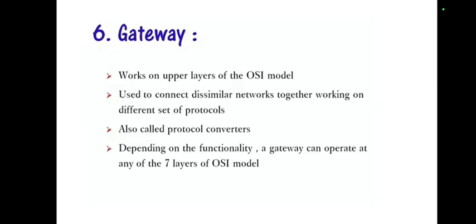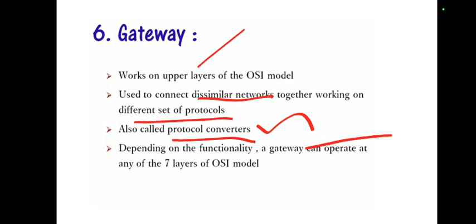The next one is the gateway. The gateway is used in all the other four upper layers. It is treated as a protocol converter. It connects many dissimilar networks. Till now, all the devices we have seen mostly work within the same network, but the gateway helps communication between dissimilar networks. There is a need for different protocols. That is why it is called a protocol converter.